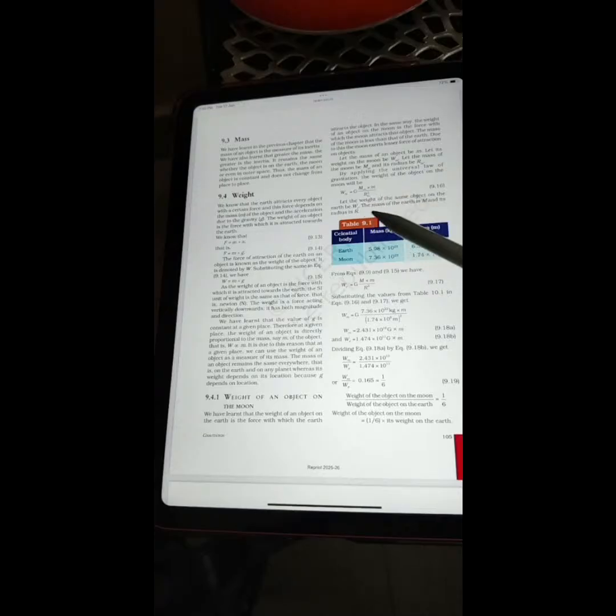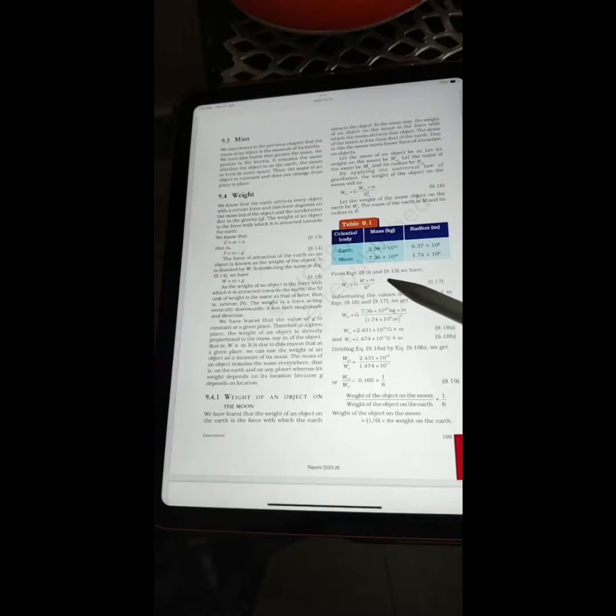Let the weight of the same object on the earth be We. The mass of the earth is capital M and its radius is R. Table 9.1 shows you the mass and radius of the celestial bodies earth and moon, and these are to be learned. The mass of the earth is 5.98 x 10^24 kg, and the mass of the moon is 7.36 x 10^22 kg, whereas the radius is given in meters, so it is 6.37 x 10^6 for earth and 1.74 x 10^6 for moon.